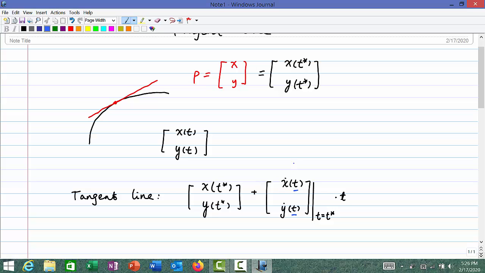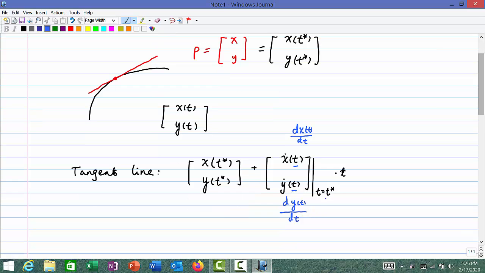The derivative is computed by x dot t is dx(t) over dt, and y dot t is dy(t) over dt, and then you evaluate at this specific t*, and you multiply by t. So this t and this t, they're different.